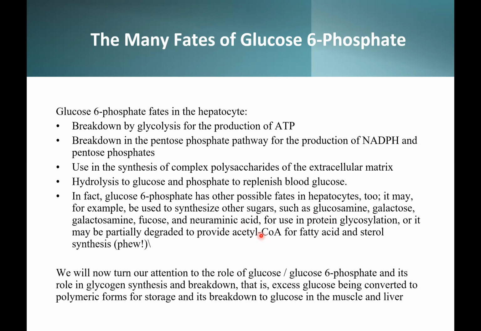And it can even be partially degraded to provide acetyl CoA. This is a little complicated, but we go from glucose 6-phosphate to pyruvate, and pyruvate to acetyl CoA, which we haven't actually talked about yet. That acetyl CoA can go through the citric acid cycle, but it can also be used for fatty acid and sterol synthesis. So think again of the map: many possibilities, all interconnected. But for now, we're going to keep it simple.